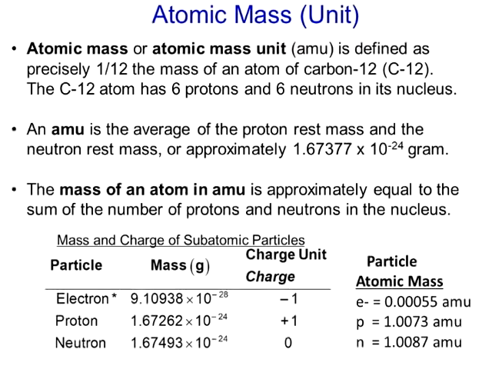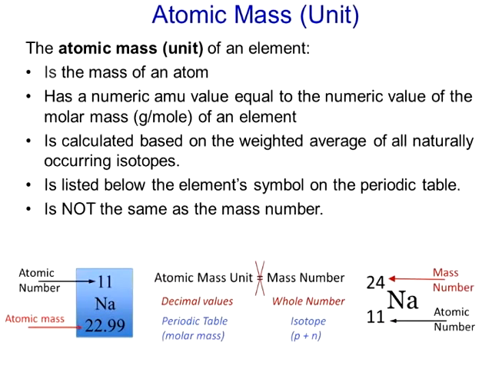Let's repeat. Atomic mass or atomic mass unit is defined as 1/12 the mass of an atom of carbon. And what's very important to remember about that is it is an average of the proton and average of the neutron. That's what an AMU is. So what are some outputs from understanding what an AMU is or atomic mass is? Okay, ready? These points are worth remembering.